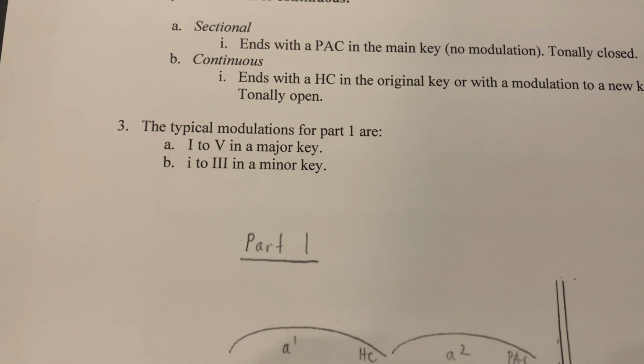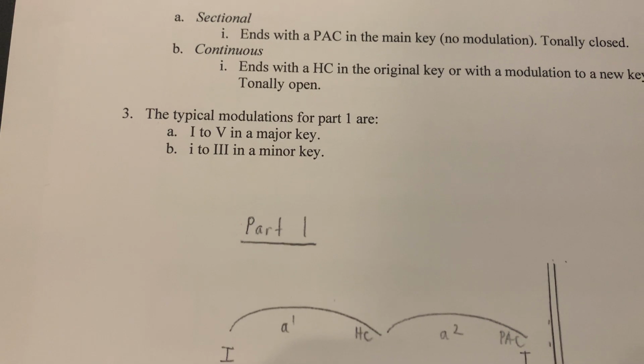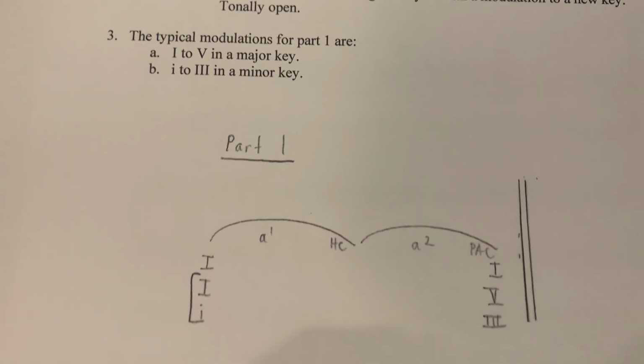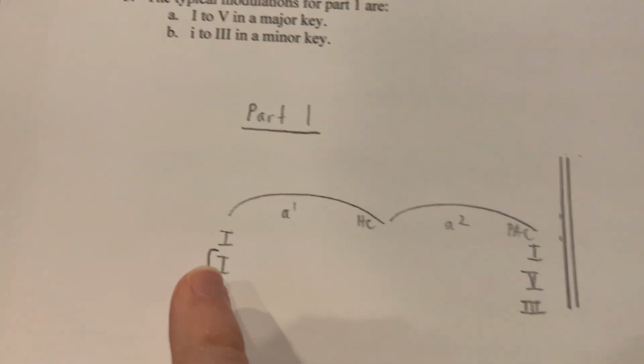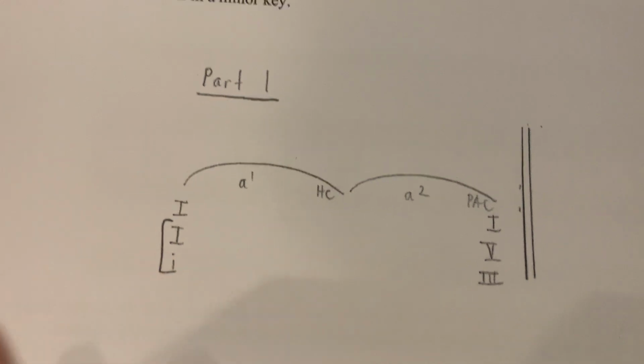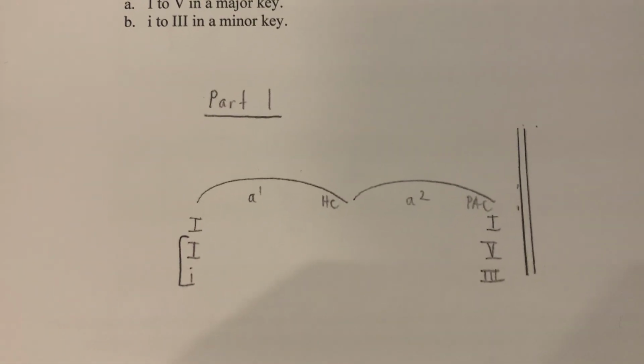So this is going to be the groundwork for what we later call sonata form. This is a small version of it. And you'll find these options right here. The other two right here that I bracketed, those would be your continuous rounded binaries.